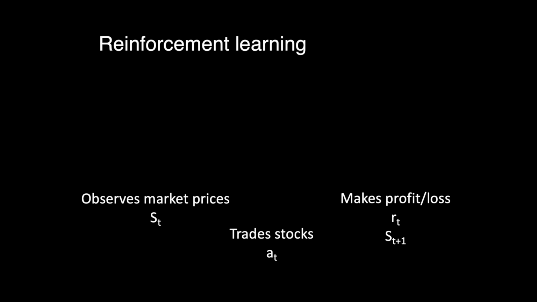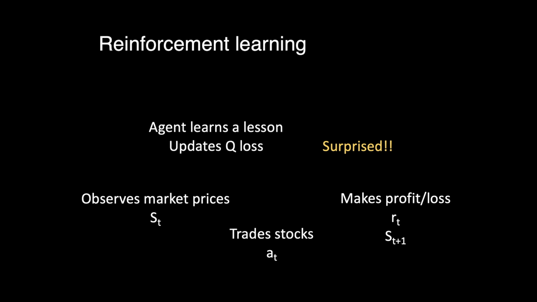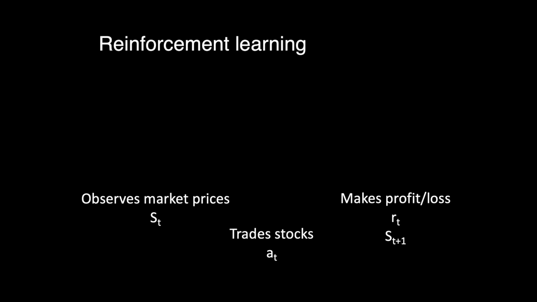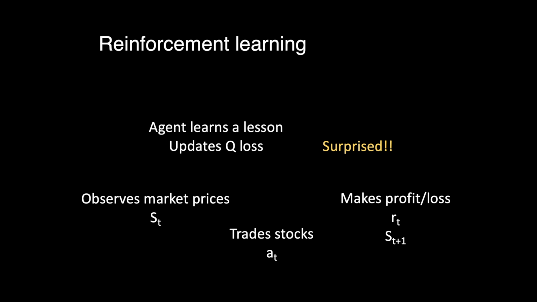After seeing the result of his action, if the result is surprising, such as you made more or lost more money than expected, the agent learns a lesson and updates the Q loss function. I will explain the Q loss function very soon. And this process repeats in a circle continuously. By taking actions and interacting with the world, we get rewarded or punished. And if these results are surprising, we learn lessons from it. And these lessons will in turn change the actions that we take in the future.